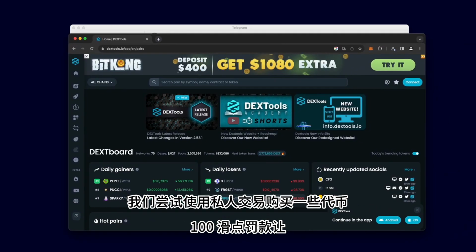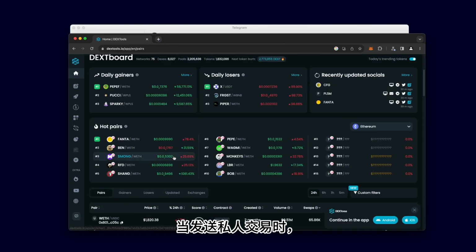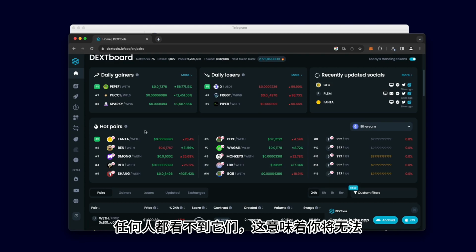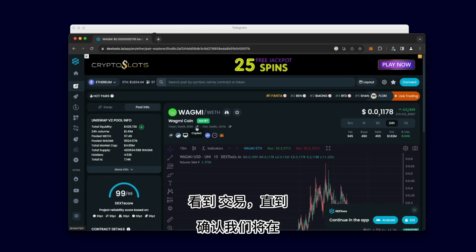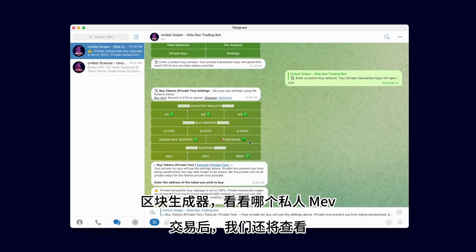Let's try buying some tokens using a private transaction. When private transactions are sent, they cannot be seen by anyone. That means you will not be able to see the transaction until it is confirmed. We will demonstrate that on Etherscan after we send in our buy transactions. We will also look into the block builder to see which private MEV relay was used.